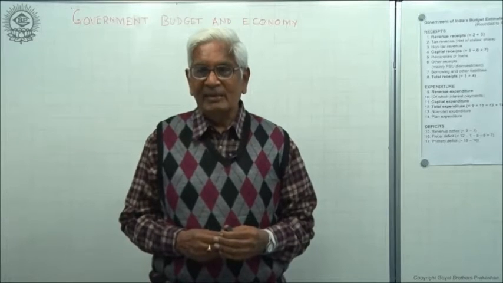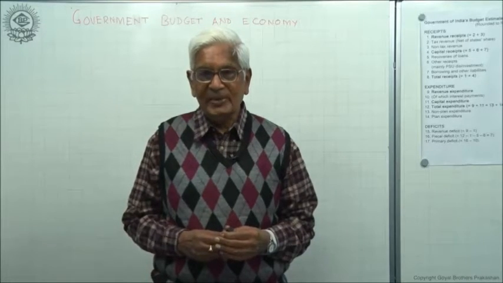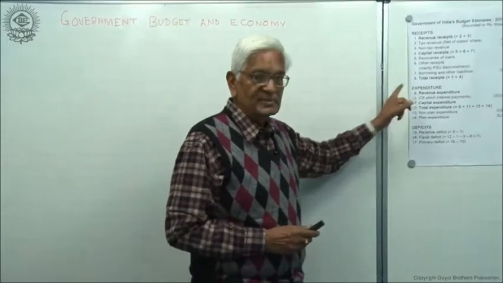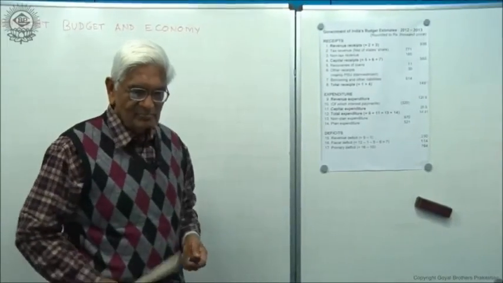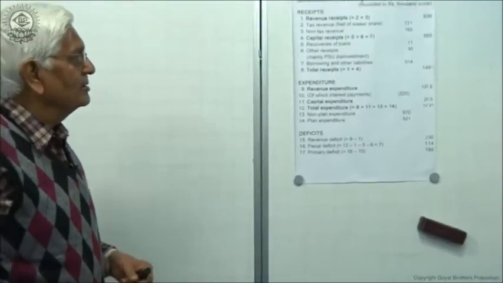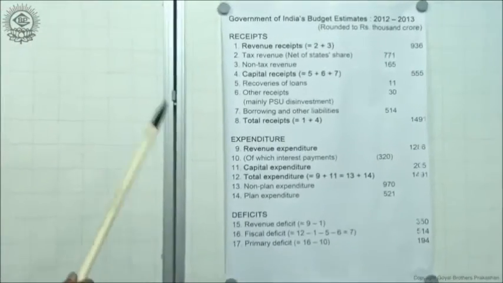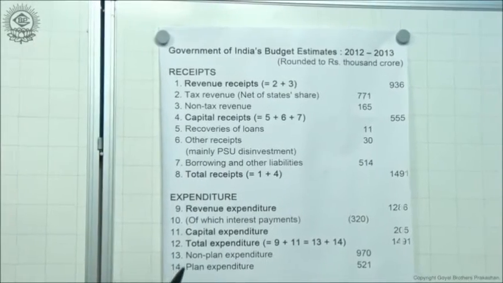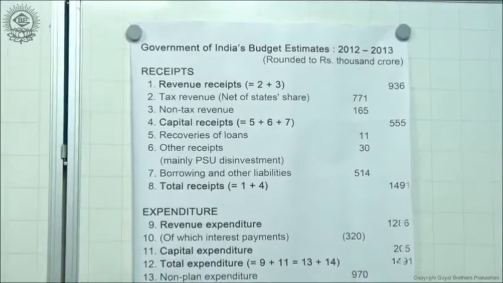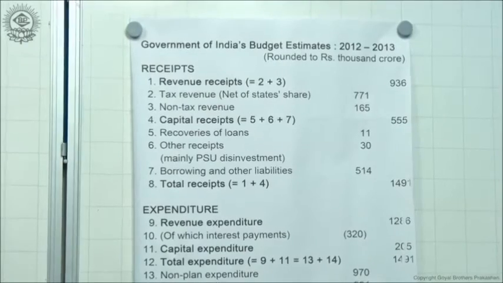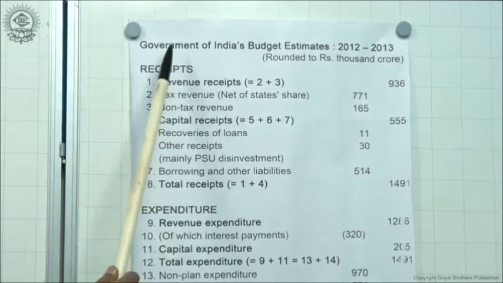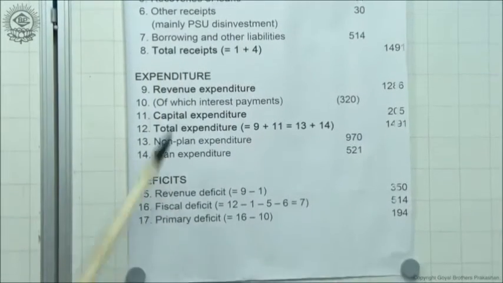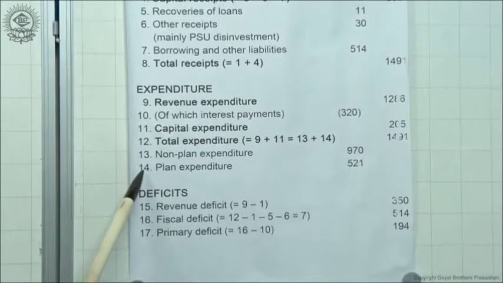A broad outline of the government budget is given here. The figures in this budget relate to the year 2012-13. This is broadly rounded off to 1,000 crores. You see that it has three parts: receipts, expenditure and deficits. Budget actually ends here.